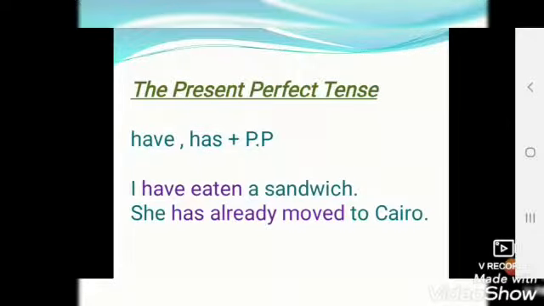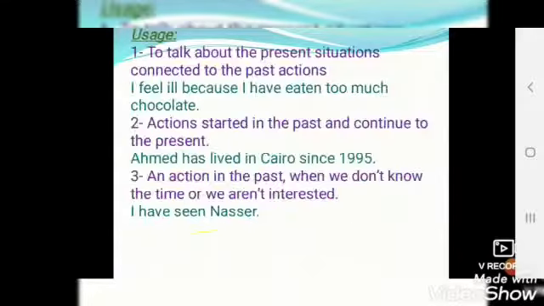What about the present perfect tense? The present perfect tense has the form have, has, plus past participle. Like the example: I have eaten a sandwich. She has already moved to Cairo. So we use have, has, plus a past participle. We use the present perfect tense to talk about a present situation connected to past actions.